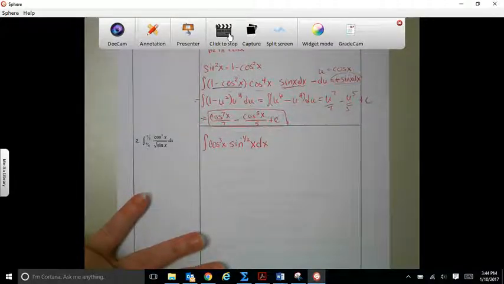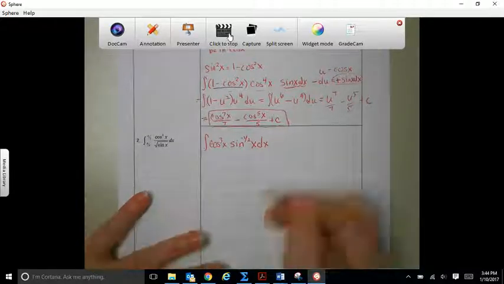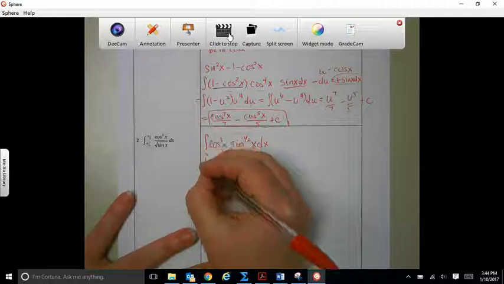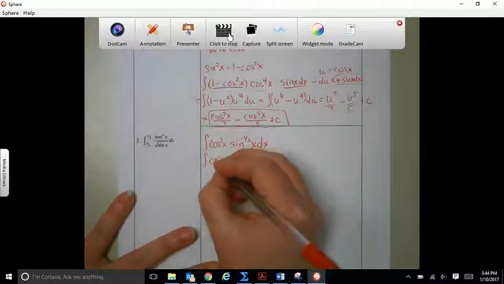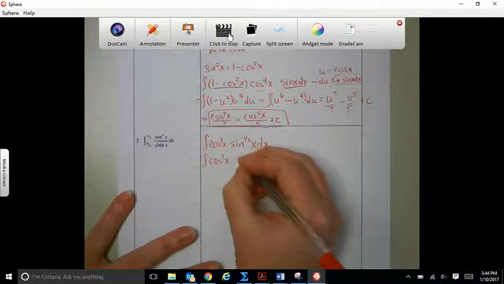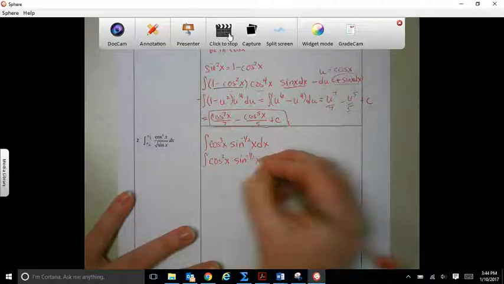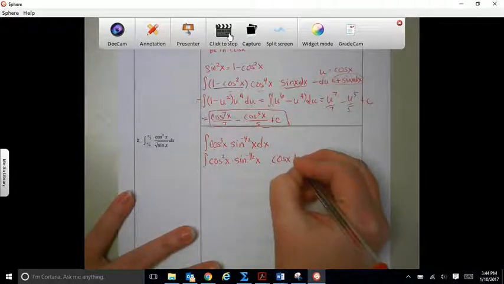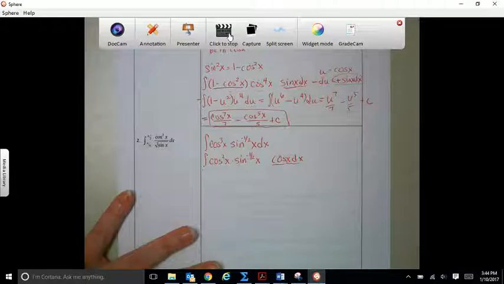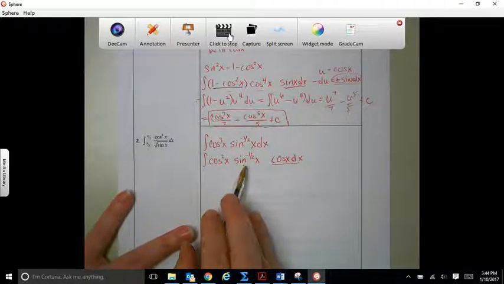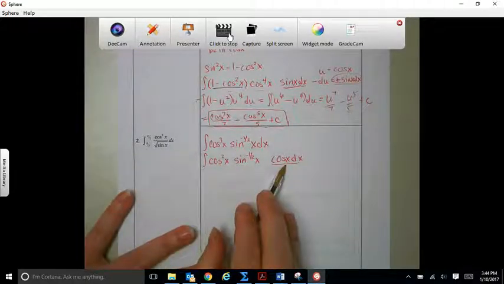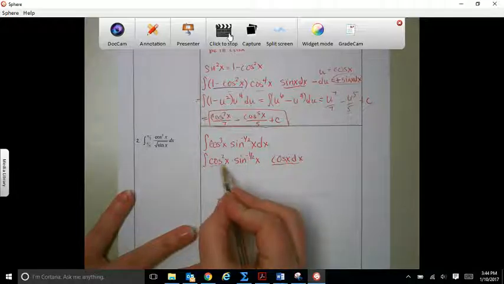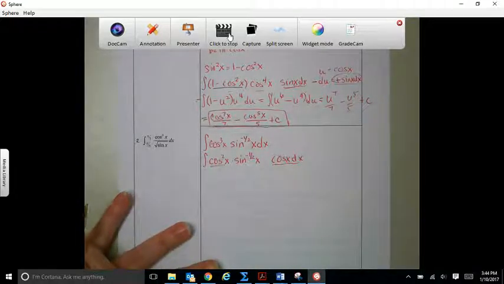So what's the odd that I have to pull out? The cosine. So I'm going to take one of those cosines out to put with the dx. So it's an equivalent statement. All I've done is take that cosine out, because the rest of the cosines I can write in terms of sine.